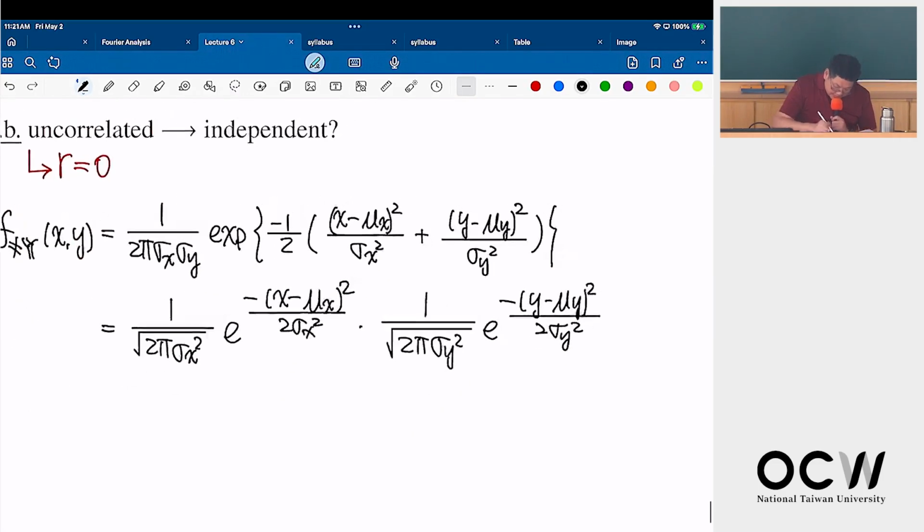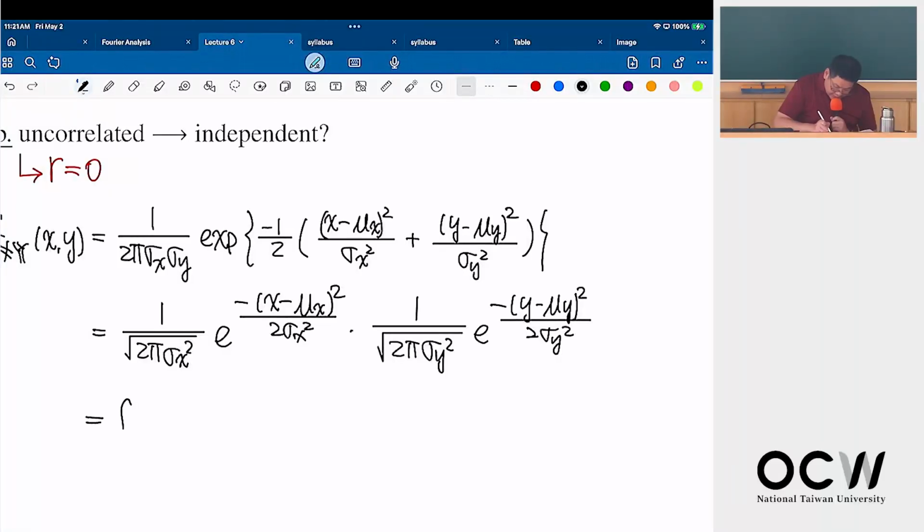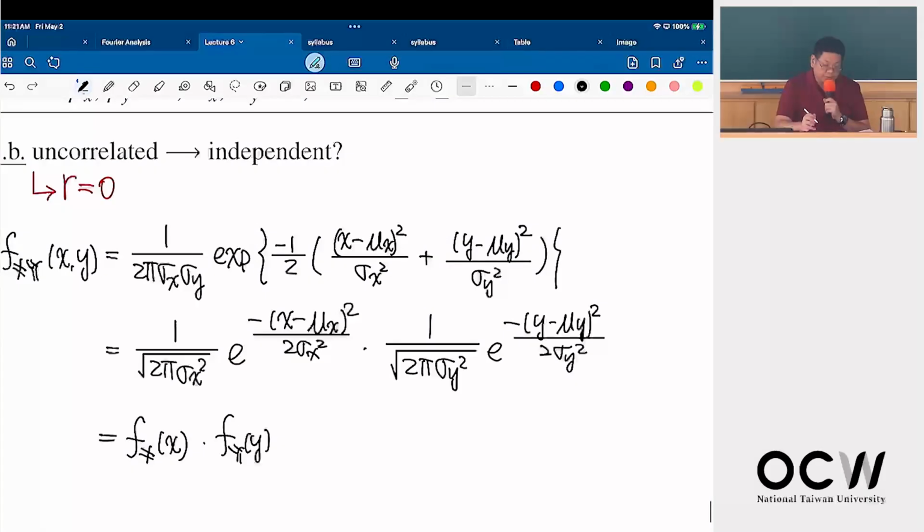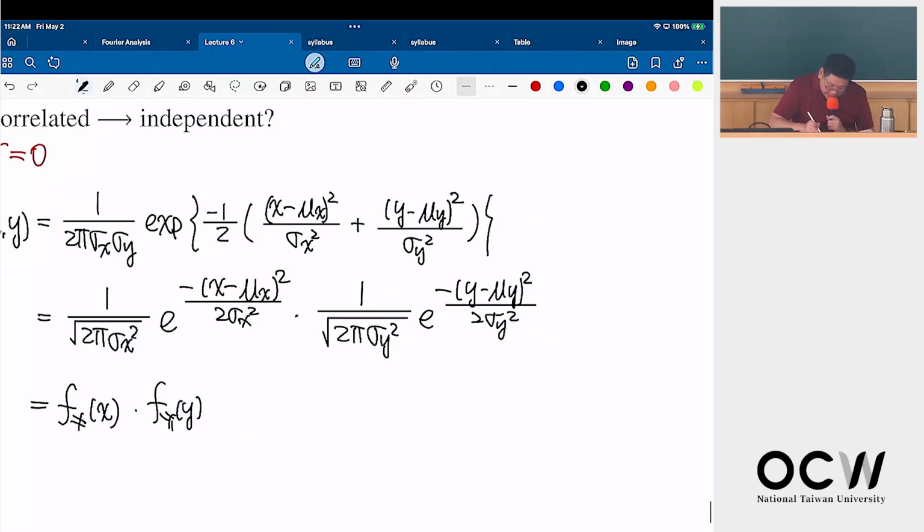And this is the PDF of x times the PDF of y. And since your joint PDF is the multiplication of your marginal PDFs, that means x and y are independent.